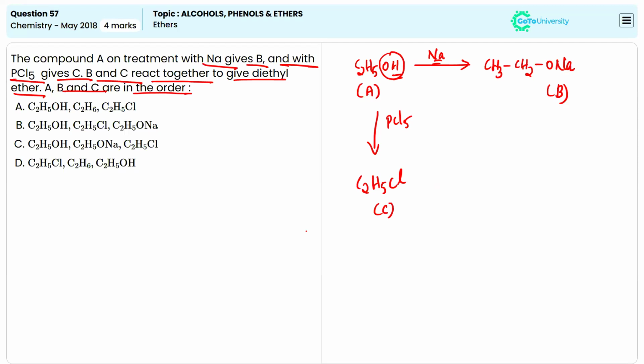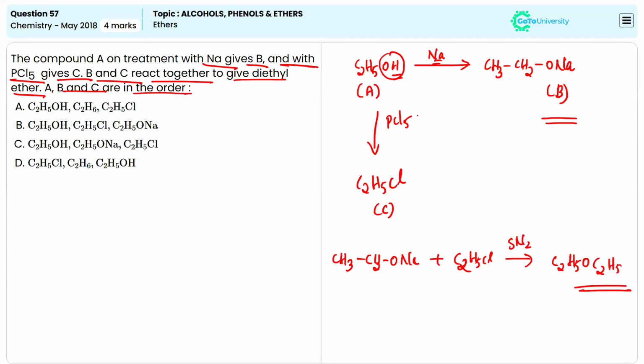And here it is given that B and C react together to produce diethyl ether. So what is B? Sodium ethoxide, right? So CH3CH2ONa plus C2H5Cl undergo an SN2 reaction and produce diethyl ether. So A is ethanol, B is the corresponding sodium salt, C is chloroethane. So if you check the options, option C will be the correct one.